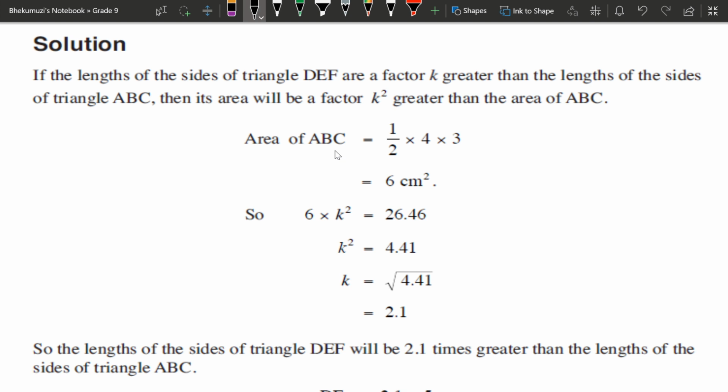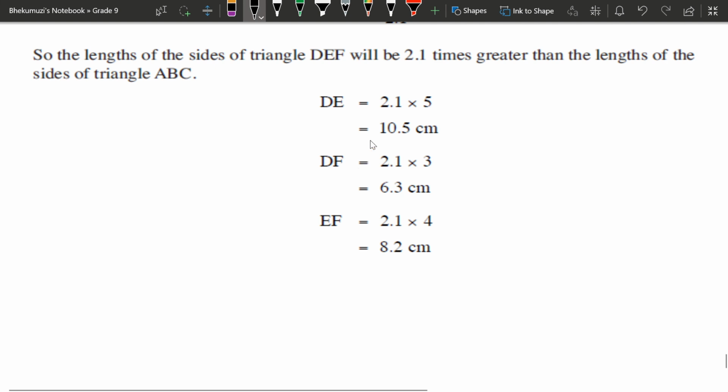However, because the area of ABC is the smaller one, that means it had to be increased to the next one by a certain factor of the area. So we put k and then k to the power 2, and then we solve it and we get 2.1, right? And again, same thing applies. Once we have 2.1, it's easier for us to multiply each length. So the sides were 3, 4 and 5, and we just multiply by 2.1, 2.1, and 2.1, and we get the final answer.